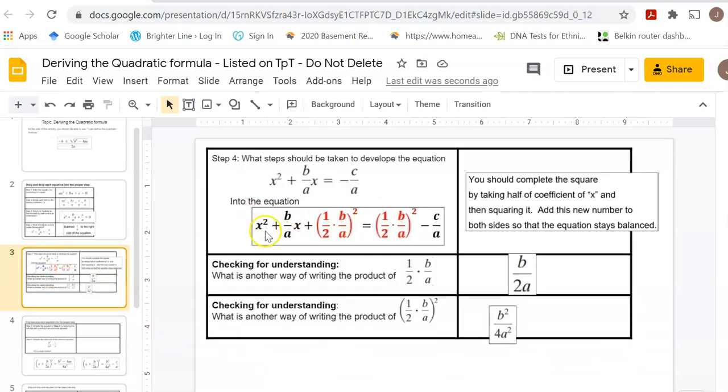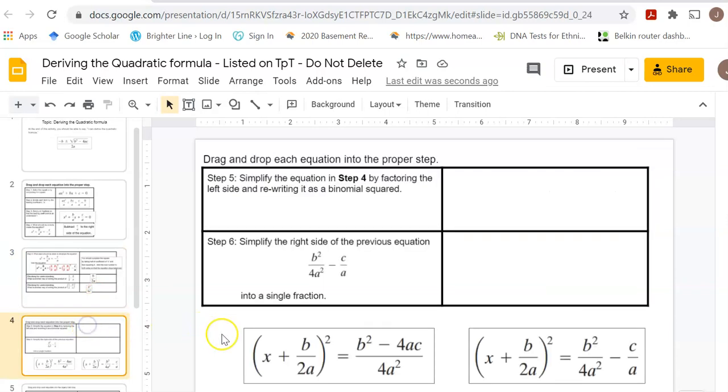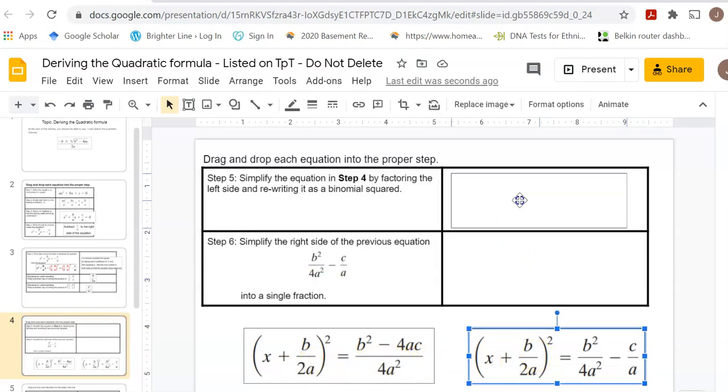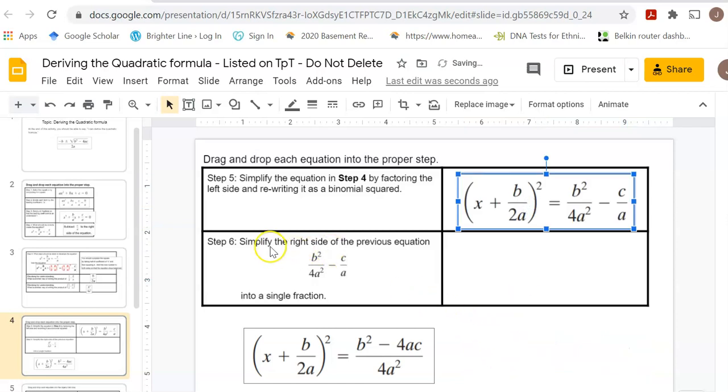And hopefully we've taught them well enough that a perfect trinomial factors to a binomial squared. So hopefully they know, okay, both of these have a binomial squared on the left side, so they can pick any one they want. Let's say I picked the wrong one. I put this one up here. And step 6 says, simplify the right side of the previous equation here into a single fraction. Well, actually, that's the right one, because the right side of that previous equation is this.